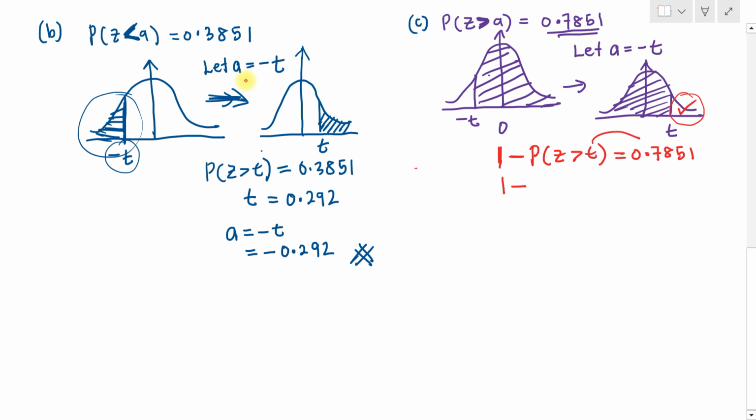So you exchange this. 0.7851 is equal to probability Z greater than T. So what is probability Z greater than T? 1 minus 0.7851, you should be getting 0.2149. Let's together find it from the table. Take note, whenever it is Z greater than T, then only can we read from the table. So 0.2149. Let's look at it.